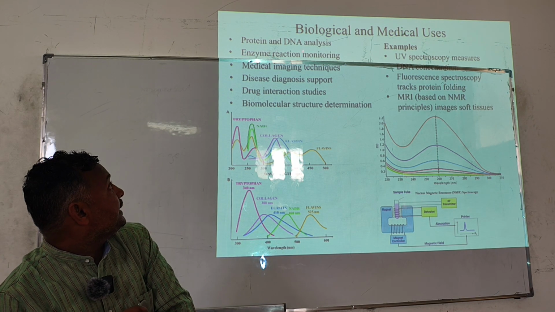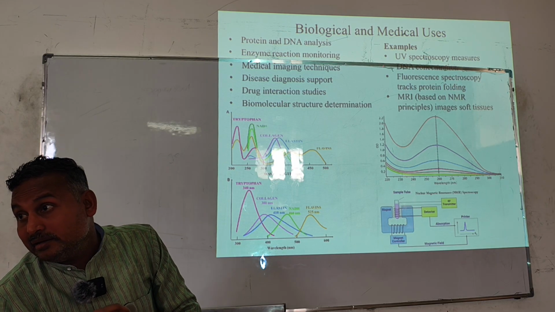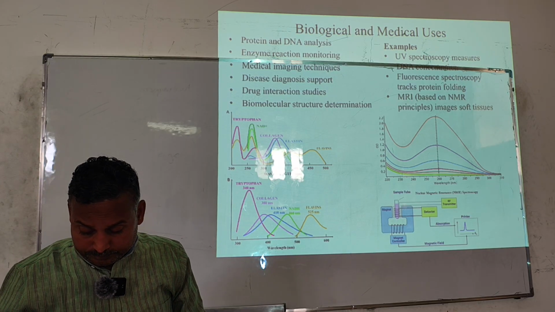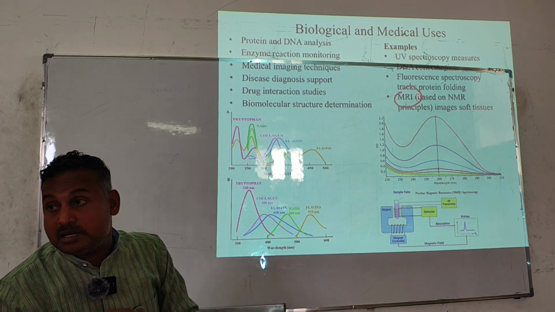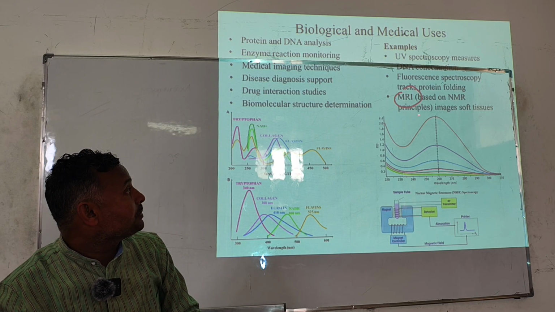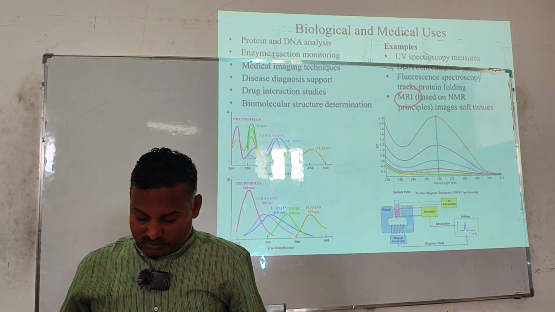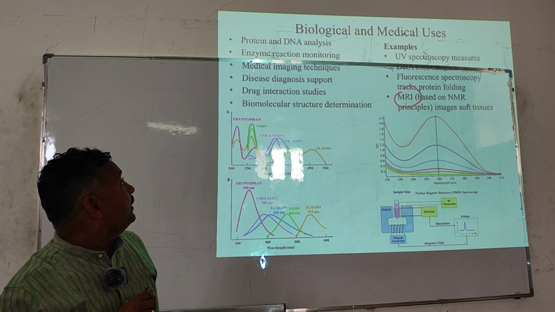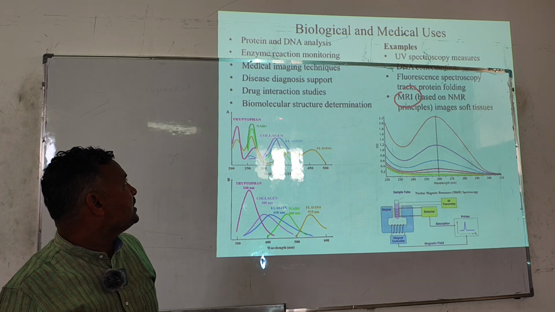Protein and DNA analysis, enzyme reaction monitoring, medical imaging techniques. For example, you can see MRI, magnetic resonance imaging, is based on NMR principles. Images of soft tissues. So medical imaging techniques. This is diagnosis support, drug interaction studies, biomolecular structure determination.